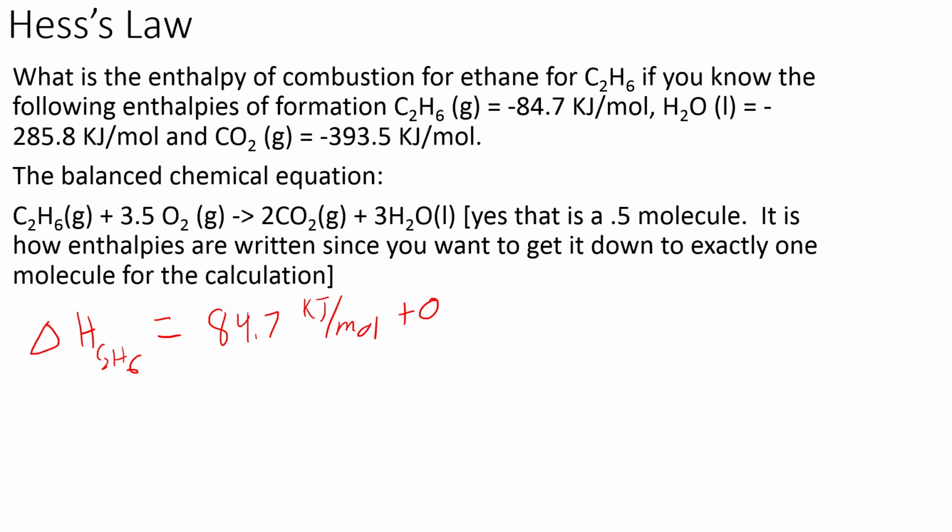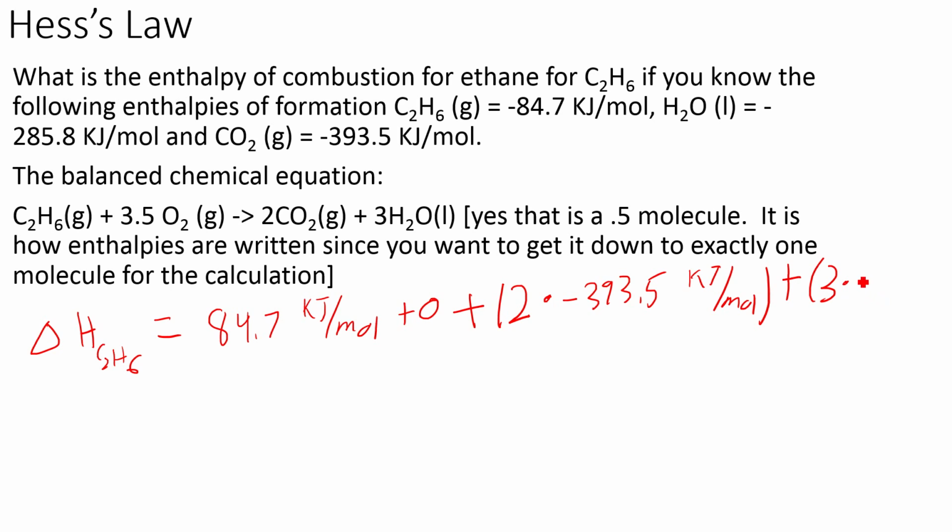So now we go to the products. What are we going to make? We're going to make 2 moles of CO2 when we do this reaction. So for each molecule, we make 2. So for 1 mole of reaction, we make 2 moles. So first we'll put in parentheses the fact that there are 2 molecules being made each time, or 2 moles, if we're doing a mole of reaction. And then we're going to multiply that by the enthalpy of formation, which for CO2 is negative 393.5 kilojoules per mole.